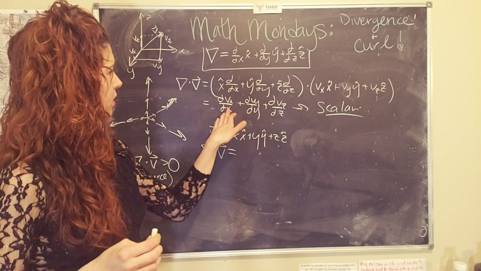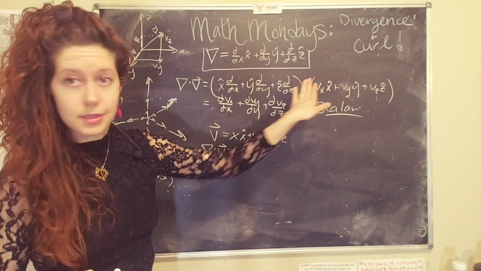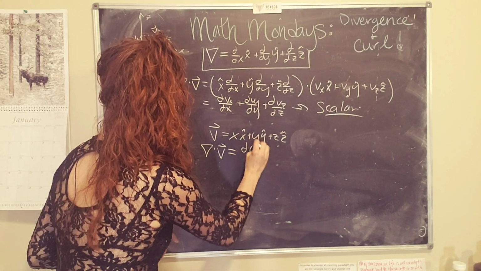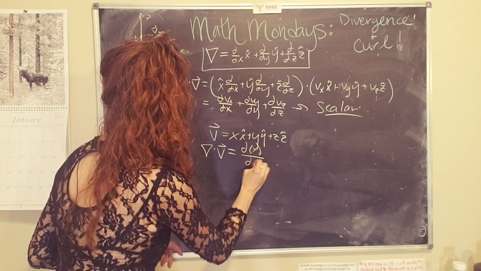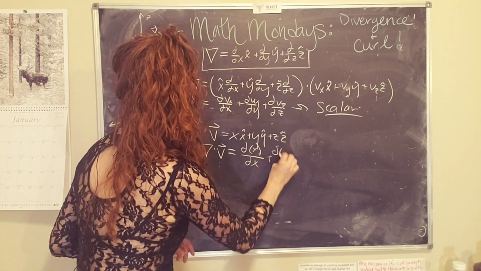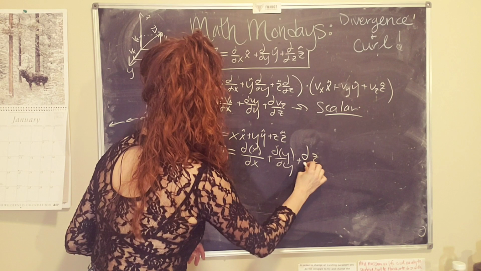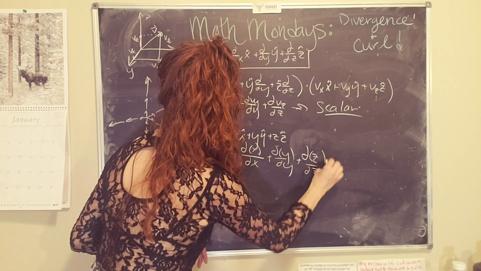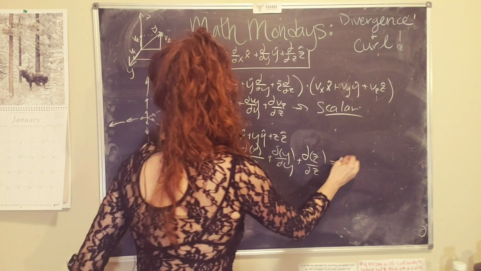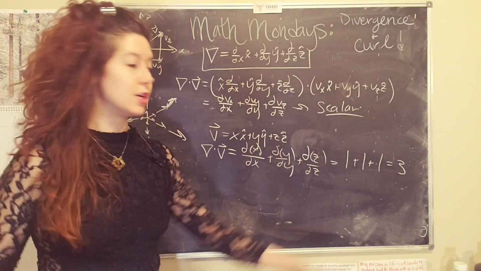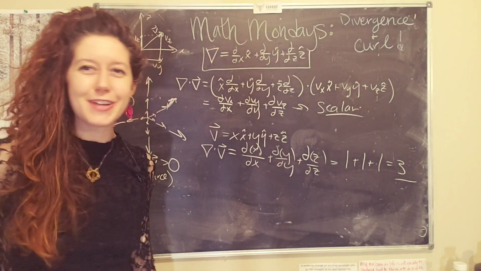Okay, so I'm not going to redraw this. We're just going to take this equation and be like, okay, the partial derivative of x with respect to x plus the partial derivative of y with respect to y plus the partial derivative of z with respect to z. Oh, look at that. It's just 1 plus 1 plus 1 equals 3. Cool. So we got a positive divergence.